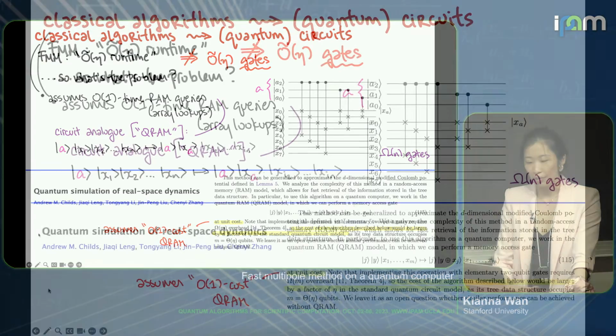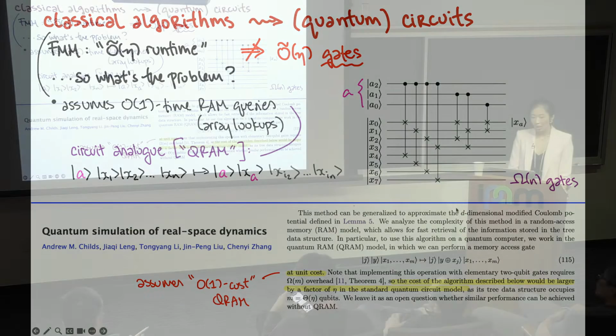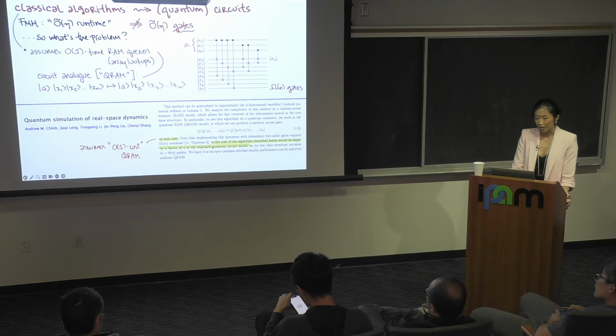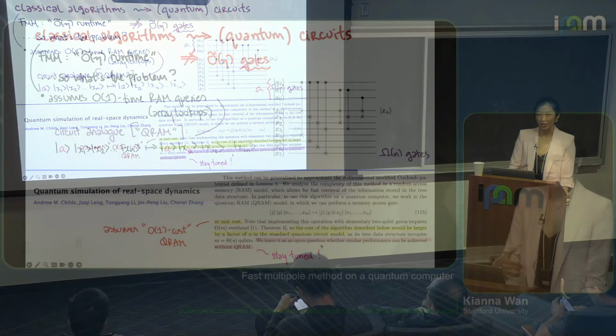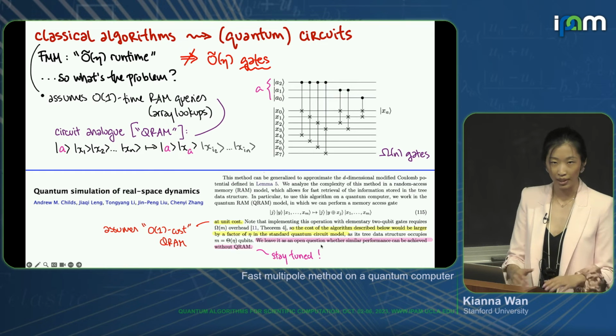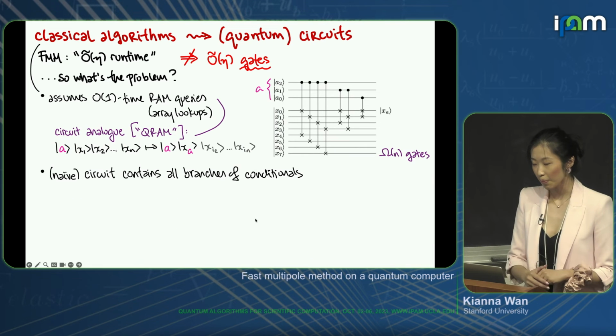So in fact, in this recent paper by Childs et al., they actually do consider using FMM as a subroutine in their quantum chemistry algorithm, but they basically steer clear of this issue altogether by just assuming that QRAM has order 1 complexity on the quantum computer rather than having linear complexity. So as they say, the cost of their algorithm would be larger by a factor of eta in the standard circuit model. And they leave as an open question whether linear scaling can be achieved without assuming QRAM has order 1 cost. So this is what the rest of this talk will be about.